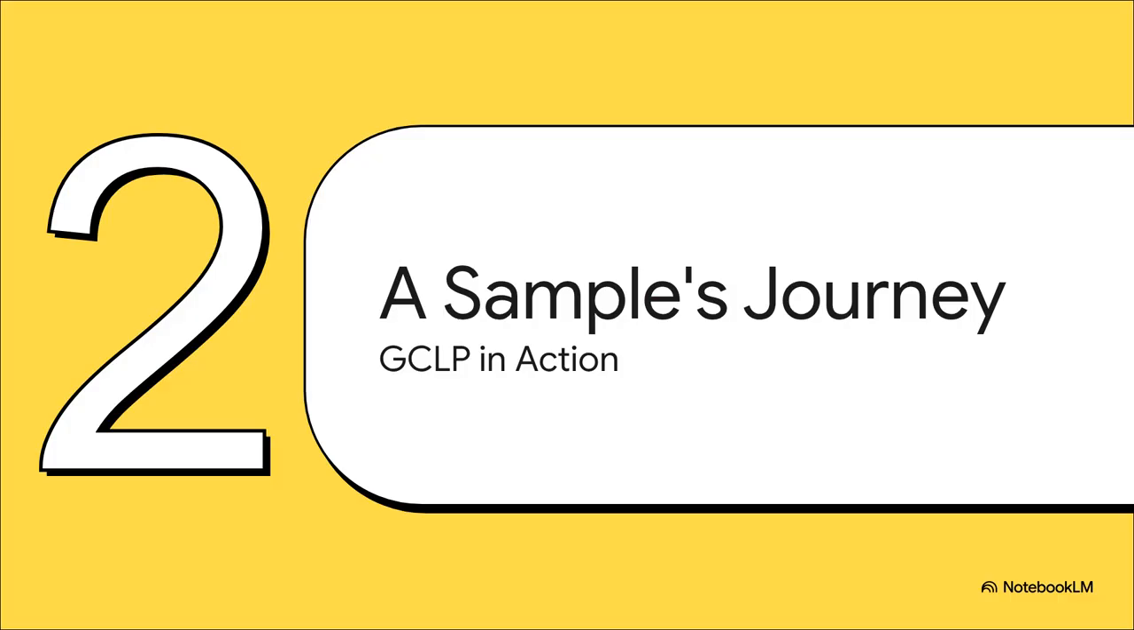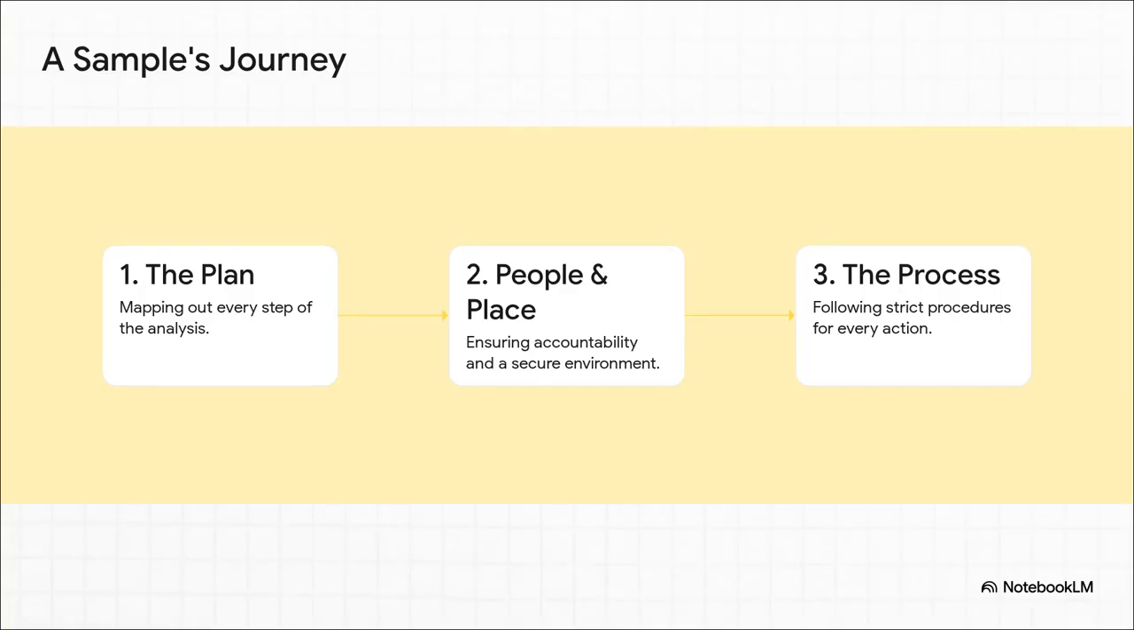Okay, so that's the theory. But what does this actually look like in the real world? Well, I think the best way to really understand GCLP is to follow a single biological sample on its incredibly important journey, from the moment it's taken to the moment its data is ready. We can basically break this whole journey down into three main stages. First, you've got the plan, which maps out every single step. Then, the people and the place, who are in charge of its safety and analysis. And finally, the process, which dictates every little action that's taken.